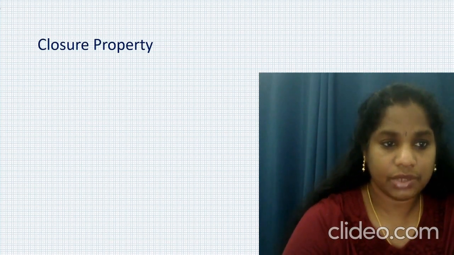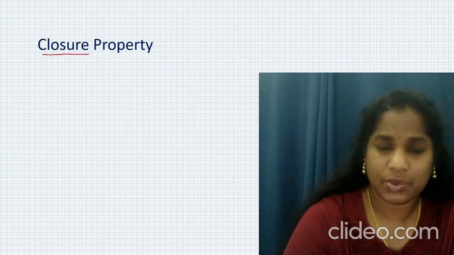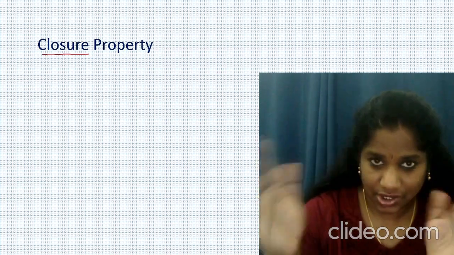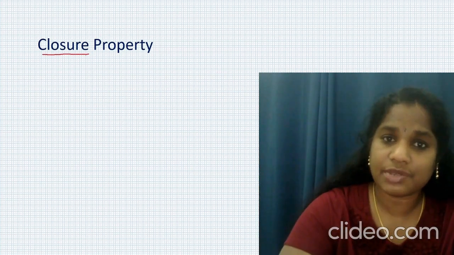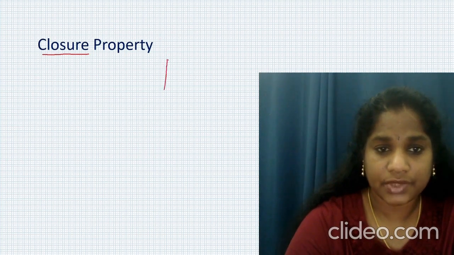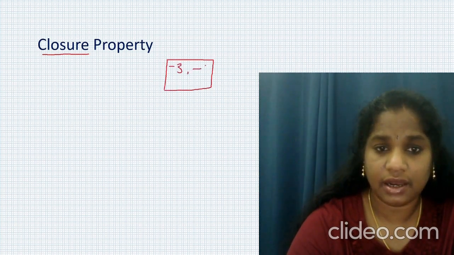So, closure property. Close. What do we understand by close? Which is inside something, which is closed. Exactly. So something like that we can relate to this property also. So let me just make a small box. See, in this box I am going to write all my integers. We know all the positive and the negative numbers are integers along with the 0.